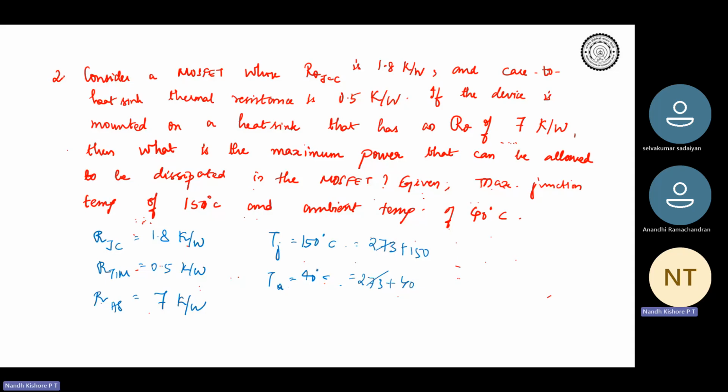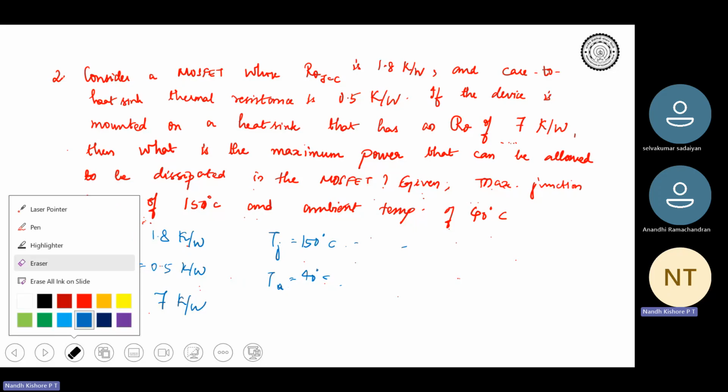Because basically you are taking delta T, not absolute temperature. It is Tj minus Ta. So 273 and 273 will cancel out if you subtract, correct? So don't unnecessarily convert Kelvin to degrees. If it is in Fahrenheit, then it's a different issue. That 5/9 factor will come, but otherwise you need not worry about it.